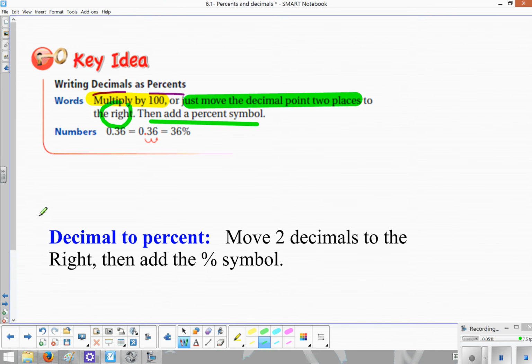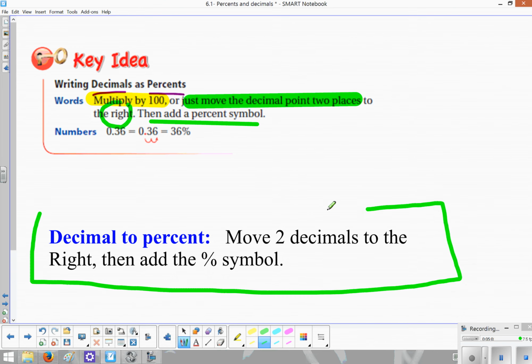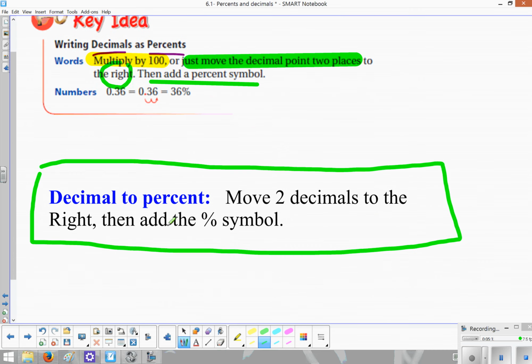So let's go ahead and copy down this key idea. Again, this is the same thing as this. I just shortened it for you so it's easier to understand and just remember. Okay? All right, so decimals to percent, you're going to move 2 decimals to the right, then add the percent symbol. So let's go ahead and do the example they have. They have 0.36. So let's say I told you that you got a 0.36 on your quiz. Hopefully you don't ever get that. But what percent on your grade is that?